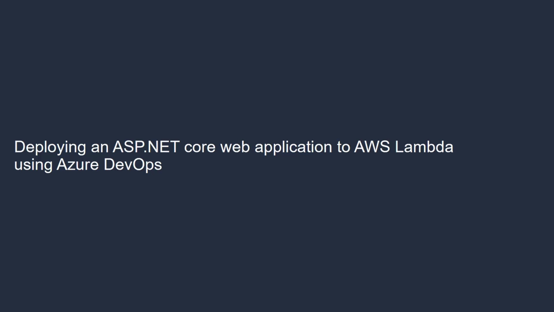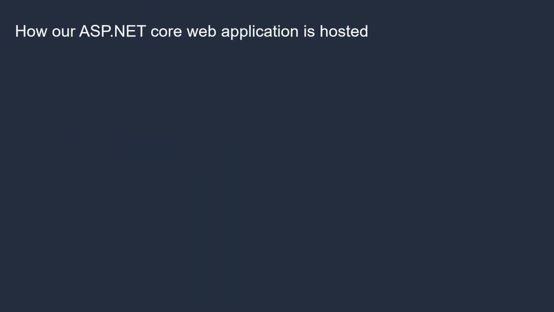In this lab, we are going to learn how to deploy an ASP.NET Core Web application into AWS Lambda using Azure DevOps. Before we start building our pipeline, we first need to learn how our ASP.NET Core Web application is hosted on AWS Lambda. So let's say you have some users and they want to connect into your ASP.NET Core Web application that is hosted on AWS Lambda.